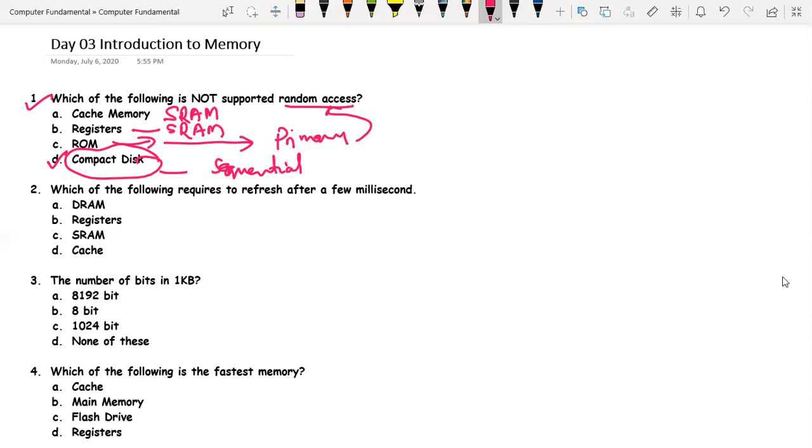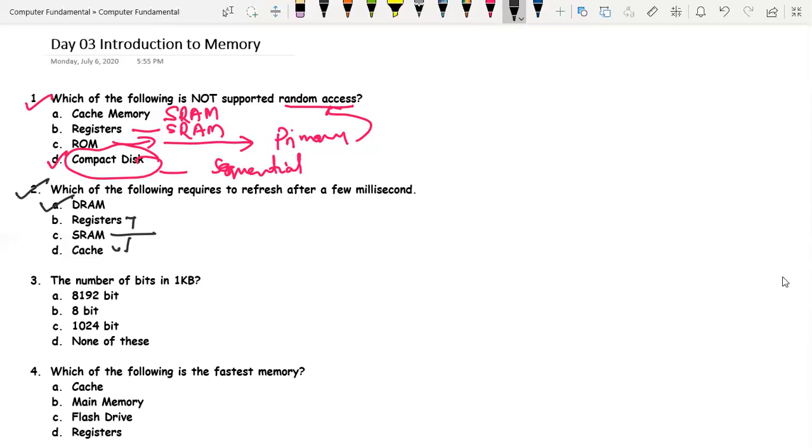Which of the following requires refreshing after a few milliseconds? The DRAM. Of course, registers and cache are types of SRAM, and you already know that SRAM is not required to refresh. The correct answer is DRAM.